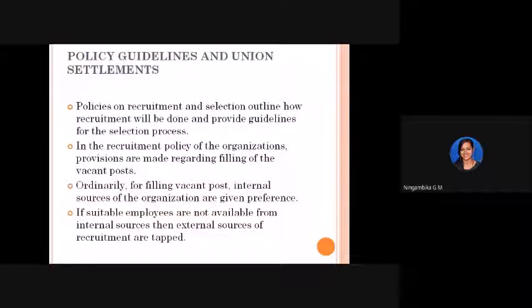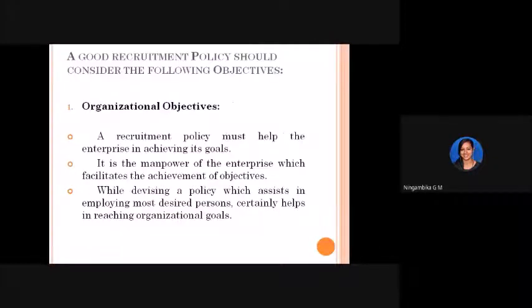In major companies, more concentration is given to external hiring, and about 40% concentration is given to internal hiring in many MNC companies. Ordinarily, for filling a vacant post, internal sources of the organization are given more preference. If suitable employees are not available inside the organization, then they can search for external people outside the organization. Coming to the good recruitment policy, it should consider the following objectives.